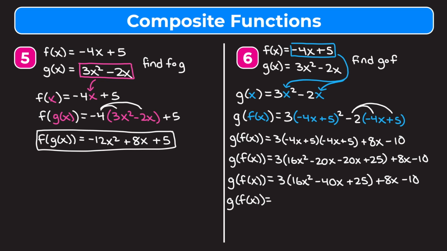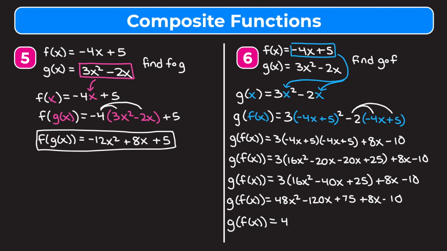3 times 16x squared is 48x squared. 3 times negative 40x is negative 120x. 3 times 25 is going to give us a positive 75. We have plus 8x. We have minus 10. And we have one more step. Now we have to combine like terms.